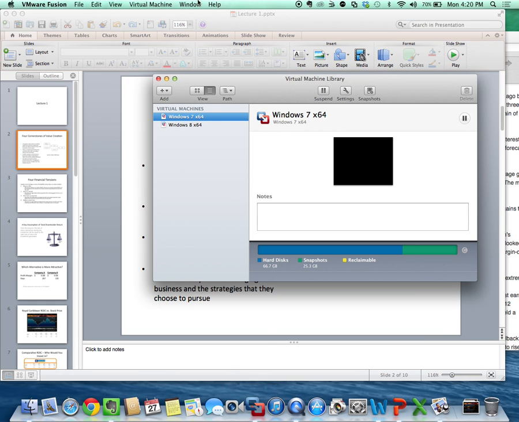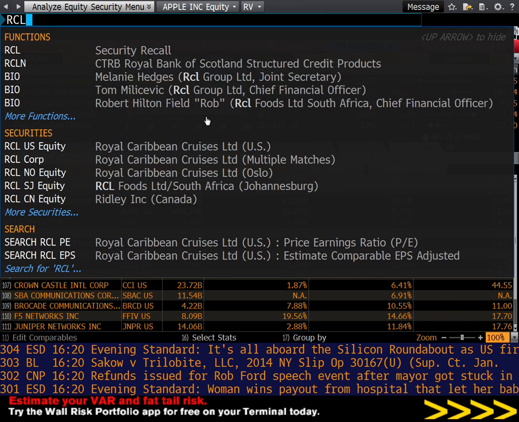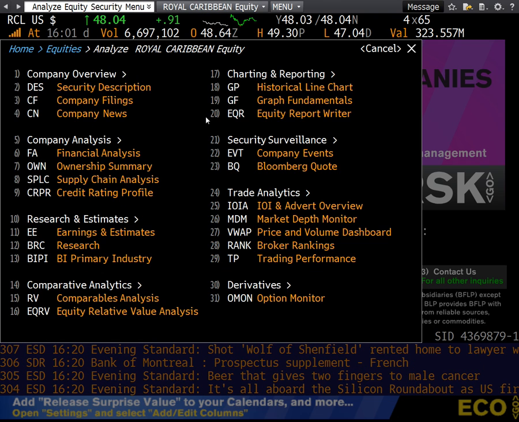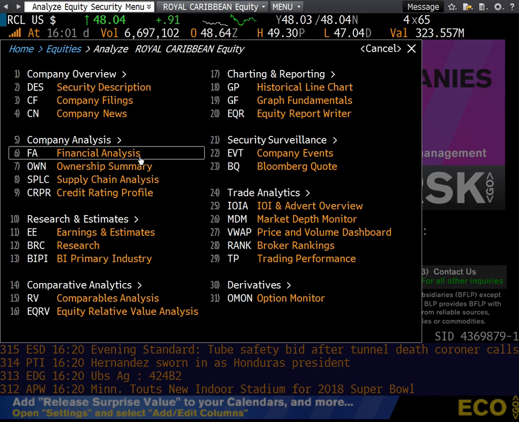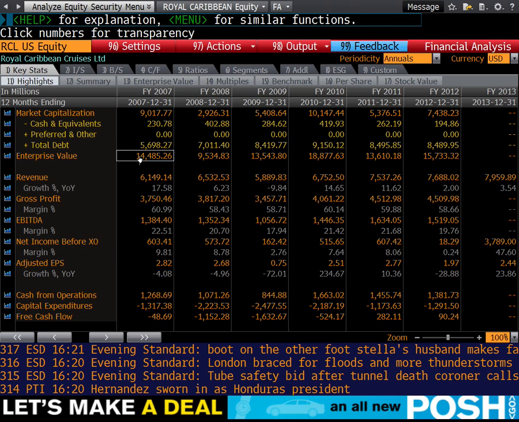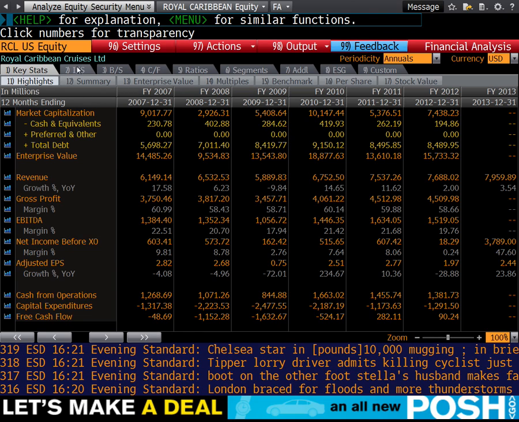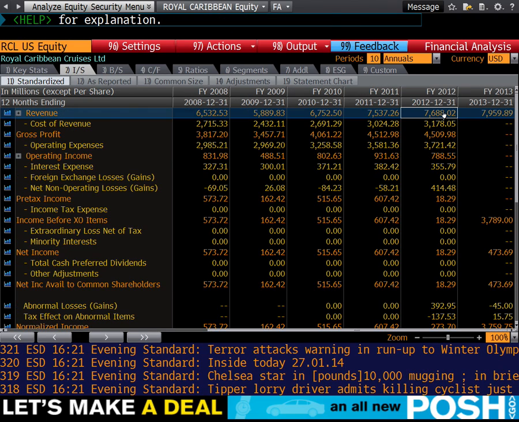I'm going to go to Bloomberg, and I'm going to look up Royal Caribbean Cruise Lines, RCL, U.S. equity, and I'm going to go to the financial analysis section of Royal Caribbean, because this is historical financial data, historical income statements, historical balance sheets. What's nice about Bloomberg is I can go to the historical income statement. I can actually click on the revenue.